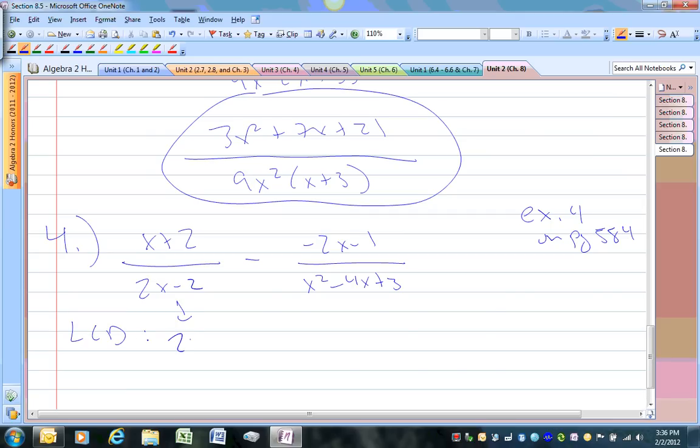So we know this is 2 times x minus 1. And we know this, if you factor it, is x minus 1, x minus 3. So clearly this needs an x minus 3, and that needs a 2. So I multiply top and bottom of this by 2, top and bottom of this by x minus 3.